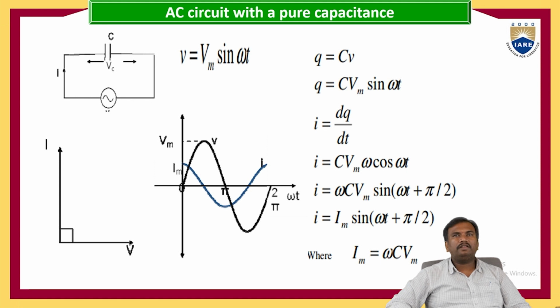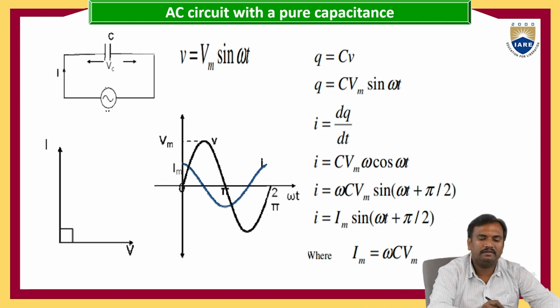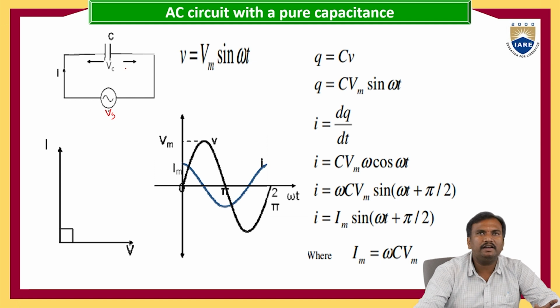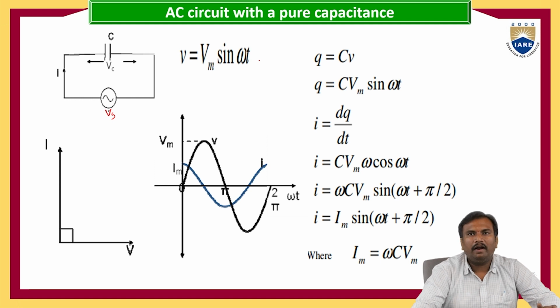Now we will go with the AC circuit with a pure capacitance. Here for a capacitor, the voltage is a sine voltage function applied across the capacitor, that is V of t equals Vm sine omega t. Now we need to calculate what is the current waveform.